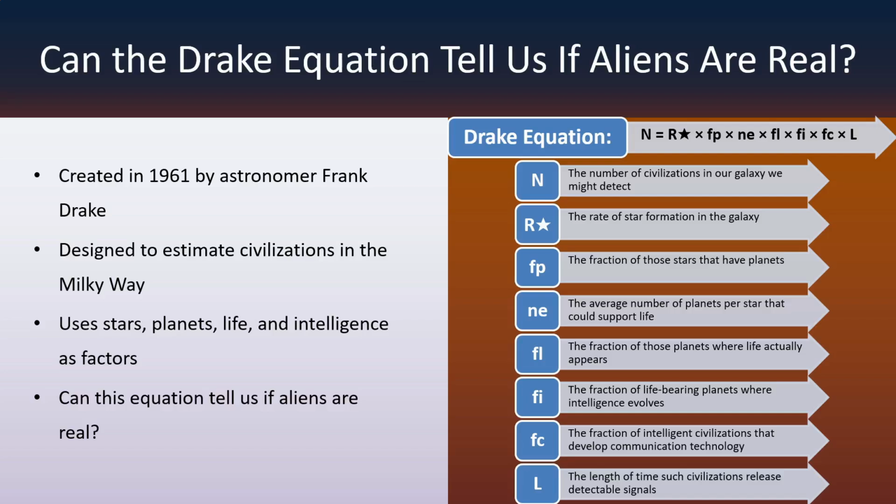It starts with the number of stars, multiplies by how many have planets, then asks, on those planets, how often does life begin, evolve intelligence, and reach out to the stars? In this video, we'll walk through the equation step by step and see what the numbers really tell us.